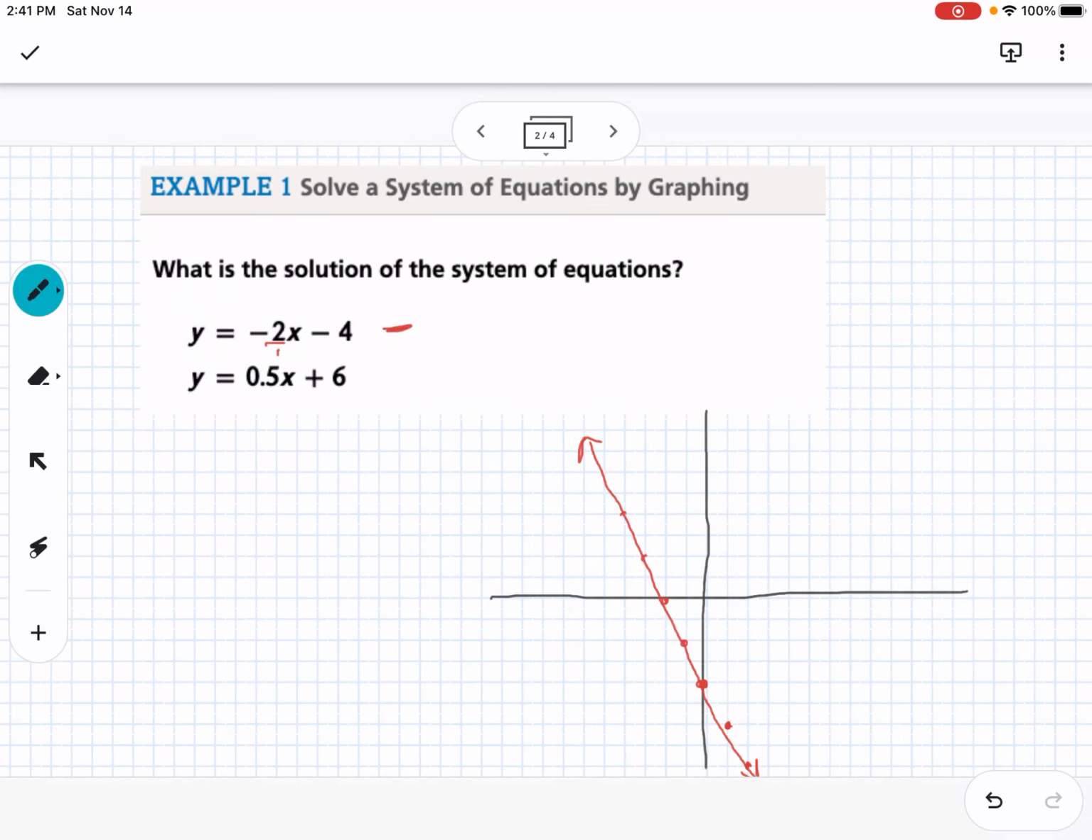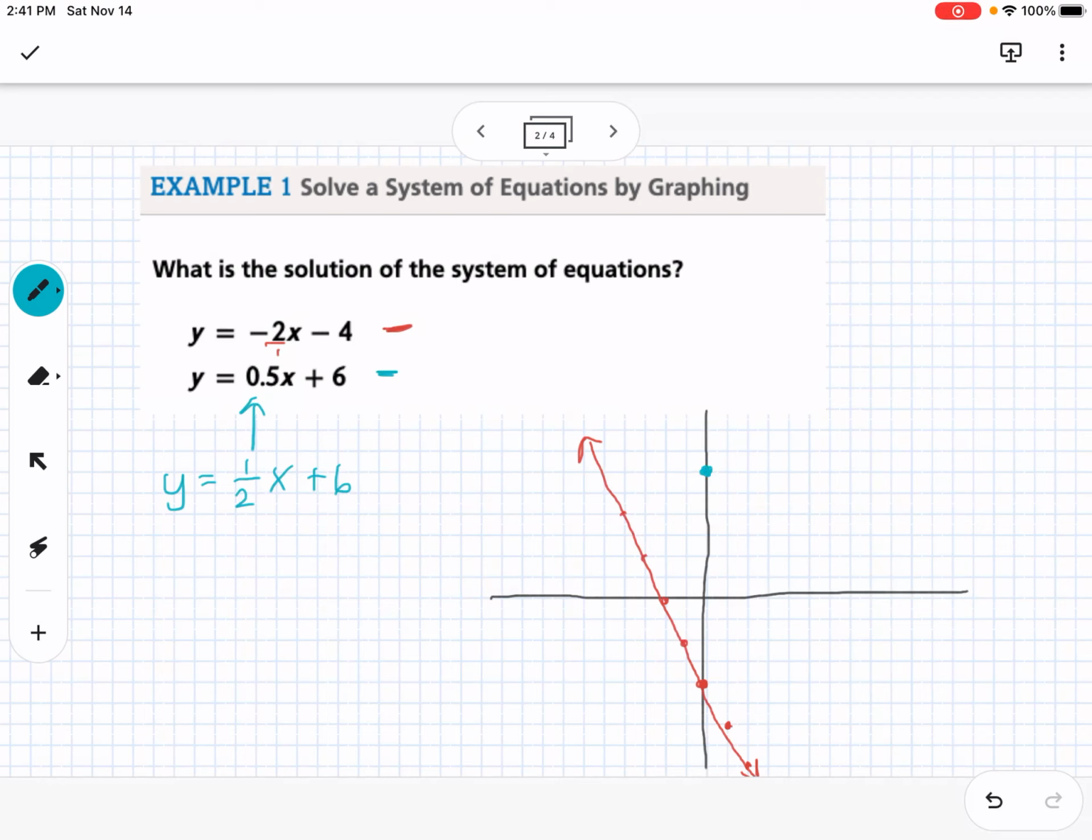And I'm going to use blue for the second one. So we have 0.5x as a slope. We know 0.5 is the same as 1/2. So I'm going to rewrite this as y equals 1/2 x plus 6, because sometimes having the slope as a fraction helps us. So this one we start with the y-intercept, which is at 6. So I go up to 1, 2, 3, 4, 5, 6. I'm going to put a dot.